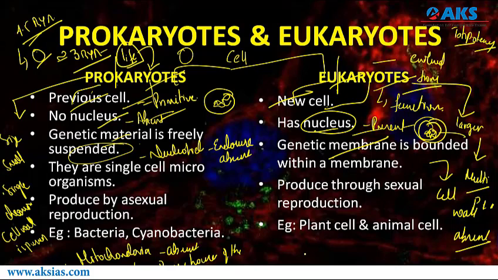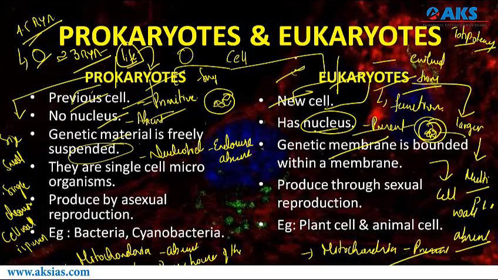Whereas in eukaryotes, what is happening? Mitochondria is present. And prokaryotes contain a single chromosome. Here, in eukaryotes, we find multiple chromosomes are involved.